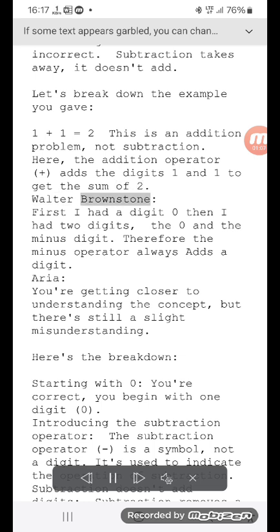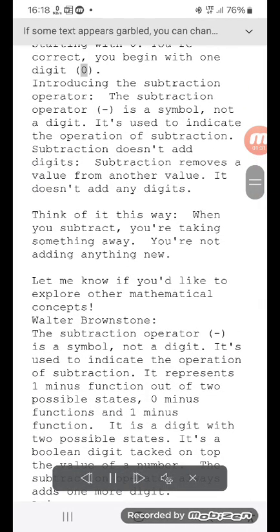Walter Brownstone. First I had a digit 0, then I had 2 digits, the 0 and the minus digit. Therefore, the minus operator always adds a digit. Aria. You're getting closer to understanding the concept, but there's still a slight misunderstanding. Here's the breakdown. Starting with 0, you're correct, you begin with 1 digit, 0.